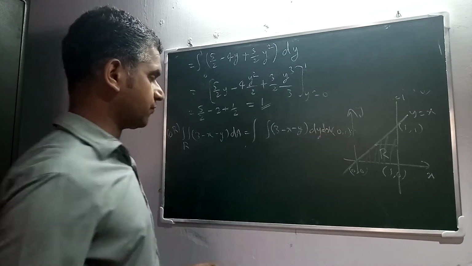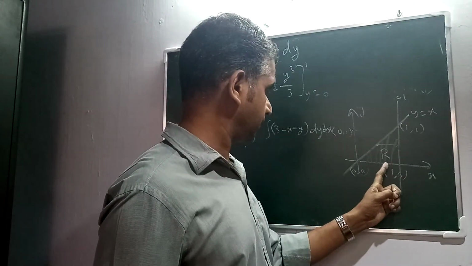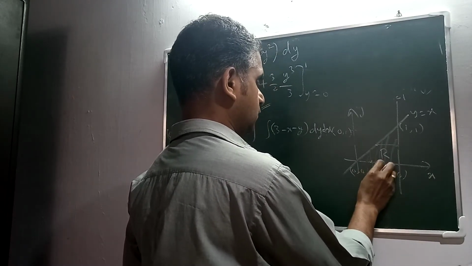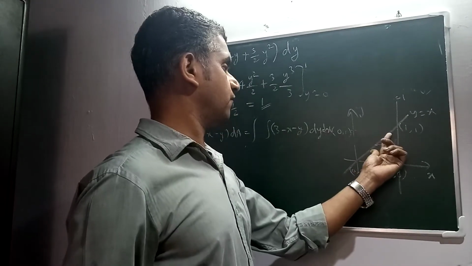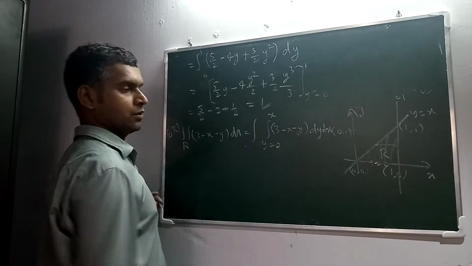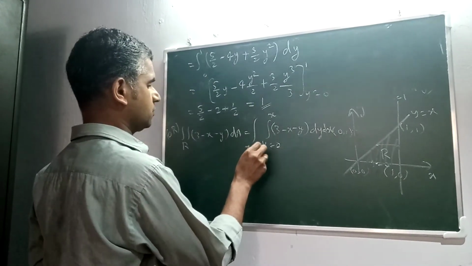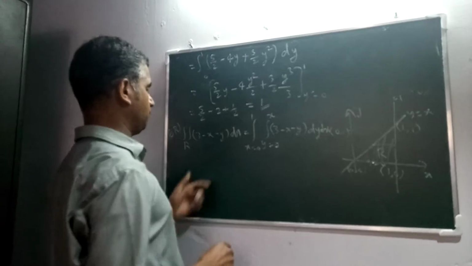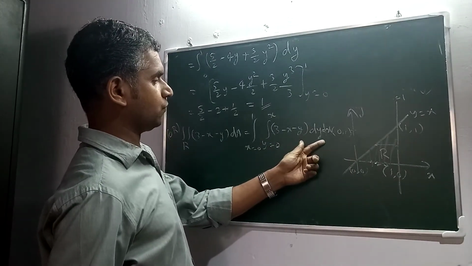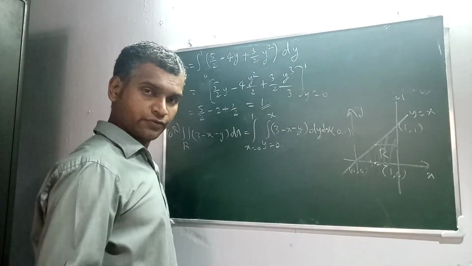So how do I take the limits of integration? So here y varies first. So y varies from, so what is this line? X-axis is y equal to 0 and this is the line y equal to x. So y varies from 0 to x and x varies from 0 to 1. 3 minus x minus y. Integration with respect to y first, then with respect to x. I have changed the order of integration.